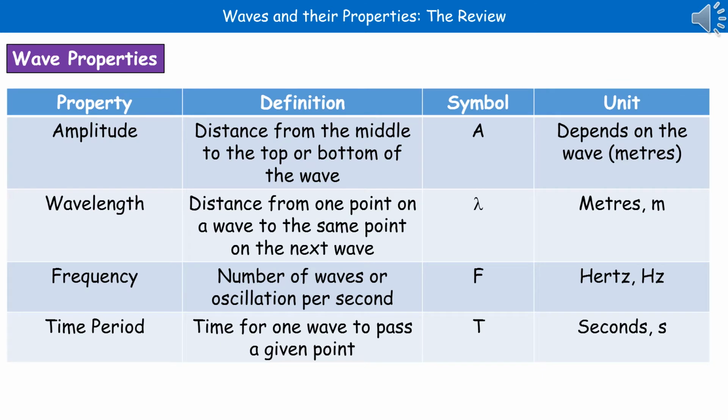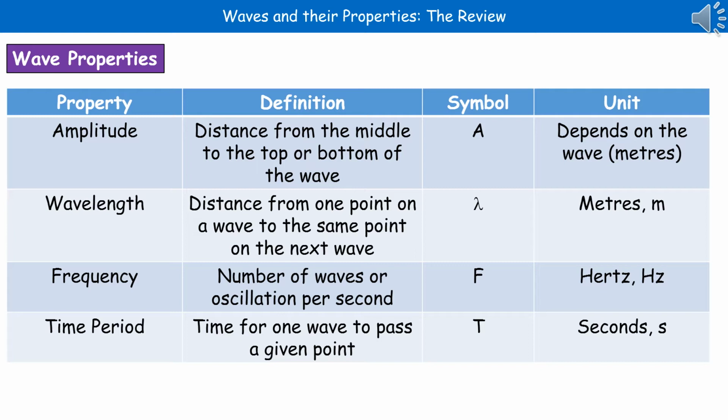Another key thing we need to remember are some of the key wave properties. What we've got here is a little table with 4 of those key wave properties that we need to know. The first one is the amplitude, and that's the distance from the middle to the top or bottom of the wave, so to the peak or the trough. It's given the symbol A, and the unit is going to depend on the wave, but usually we tend to see this measured in meters.